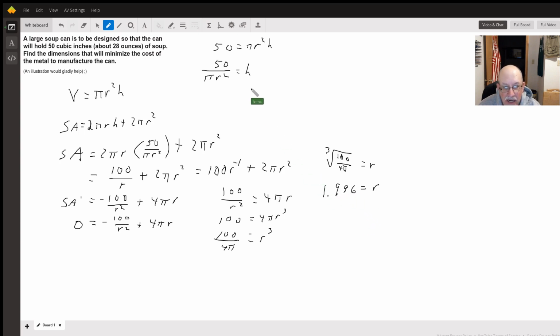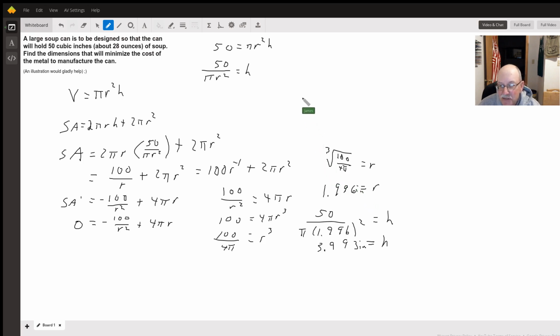We're going to plug that 1.996 into this to get what h is. So you have 50 over pi times 1.996 squared will equal h. Square that, divide by pi, take the reciprocal of that, times 50, and I get 3.993 will equal h. So the units on these are both inches.